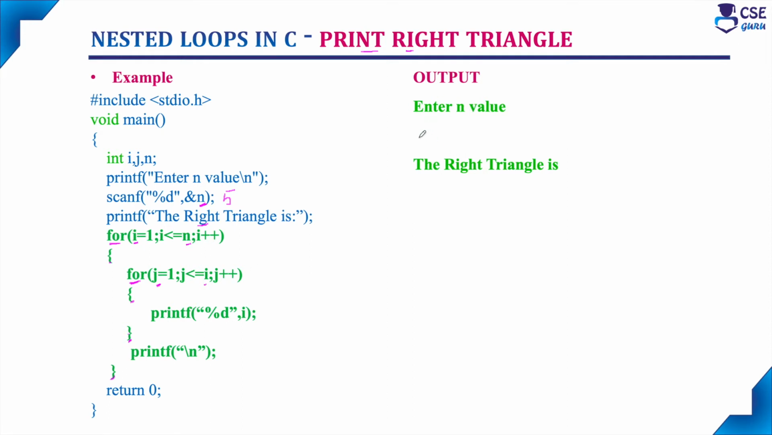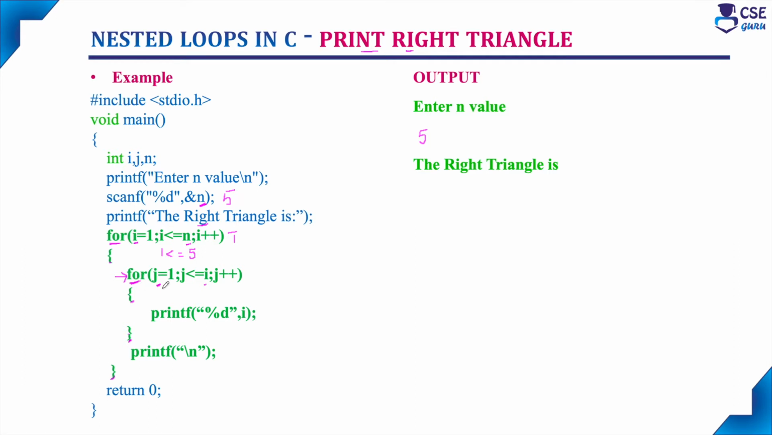Now, suppose we have entered n value as 5. Now we will trace this nested for loop. Initially when i is initialized to 1, check the condition whether 1 is less than or equal to 5. The n value here is 5. The condition is true. So when the outer for loop condition is true, it will allow the control to transfer to the inner for loop.